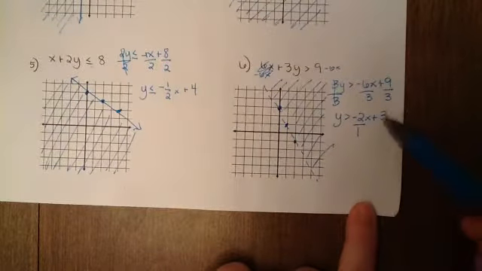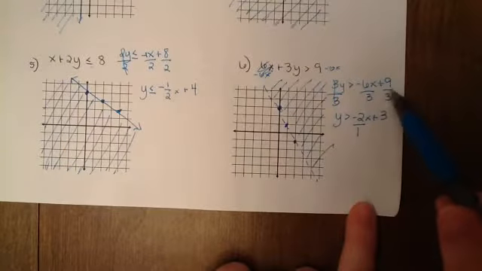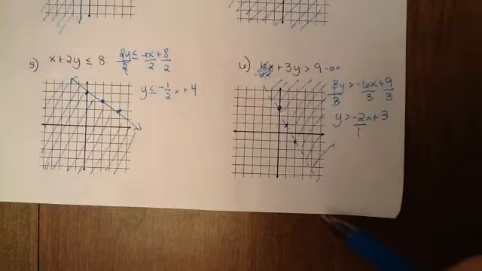So plot the graph just like you would if it was in y equals mx plus b form. Decide how to connect your dots with a dashed or solid line, and then decide where you will shade. Nice job today, mathematicians.